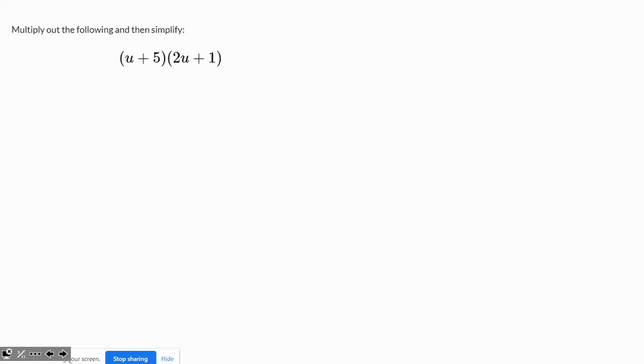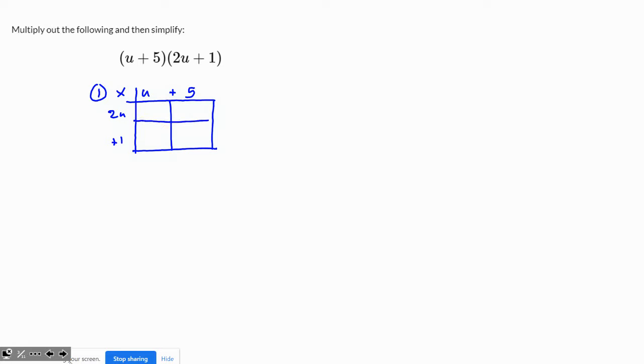So here's a more complicated example of expanding out double brackets, this time with the letter U. I'm going to do both methods again. So I'm going to do U plus 5, and I'm going to multiply that by 2U plus 1.